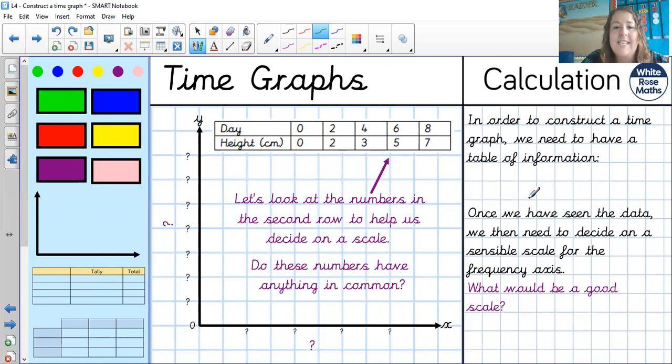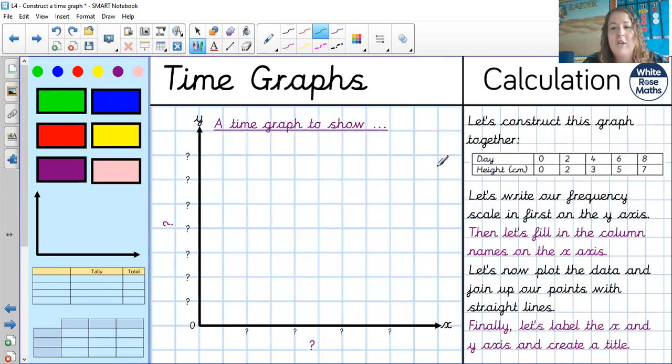So having a look at these numbers here, 0, 2, 3, 5, and 7, look at the second row and decide on a scale. What would be a really useful frequency scale for those numbers? Is there a pattern in any way, or do they have anything in common? I'll let you have a little think about that, but hopefully you're shouting at your computer or you've got the answer in your head.